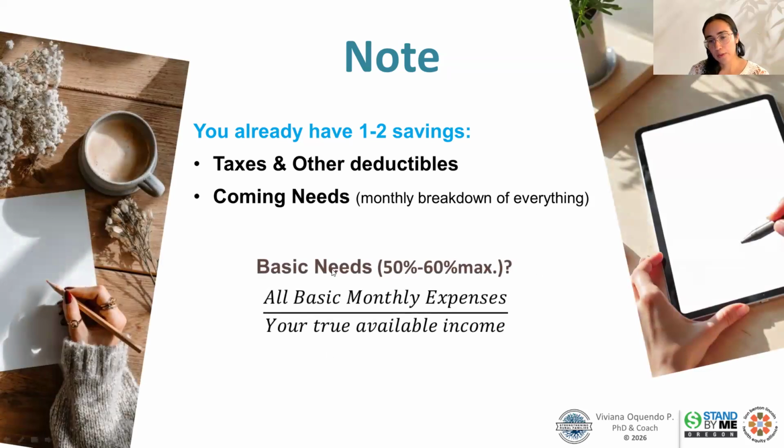So this exercise is what we just did in the example: how much are all these monthly expenses, divided by my true available income, and then we can make decisions about that.